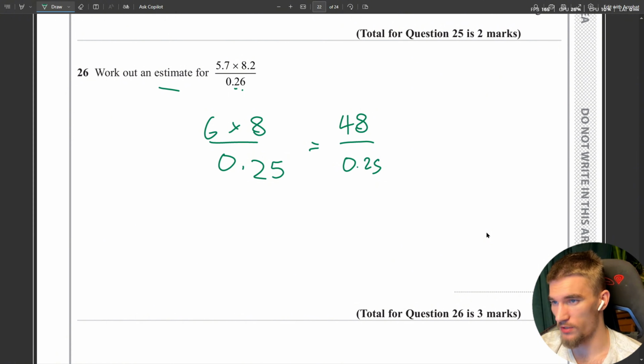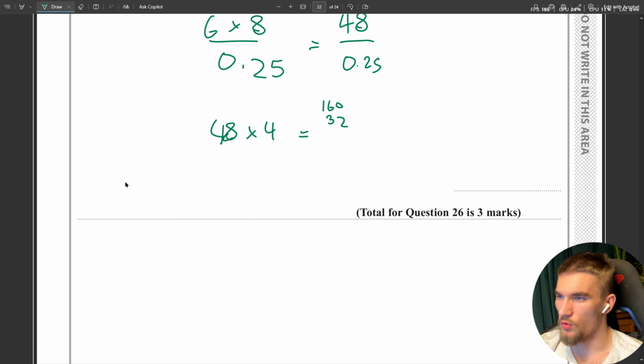0.25 is a quarter, right? And how many quarters fit in one whole number? 4, right? So basically I'm timesing by 4. So it's going to be 48 times 4. So 4 times 4 gives me 16. So I know it's going to be 160. So 160 plus 32 leaves me with 192.